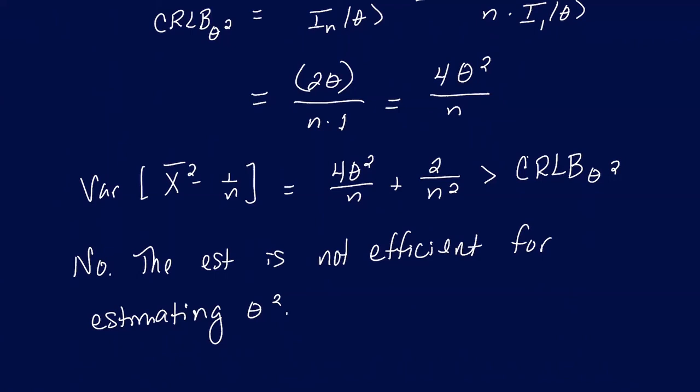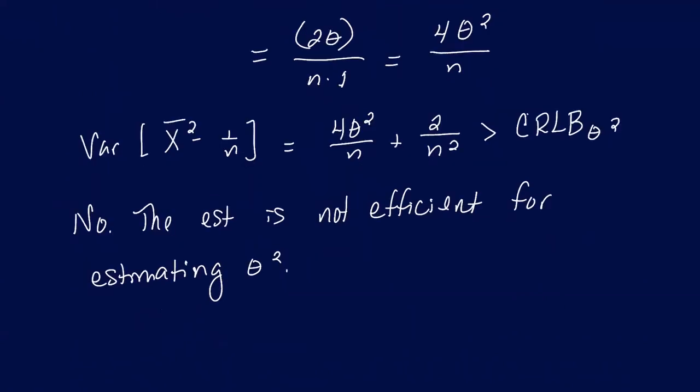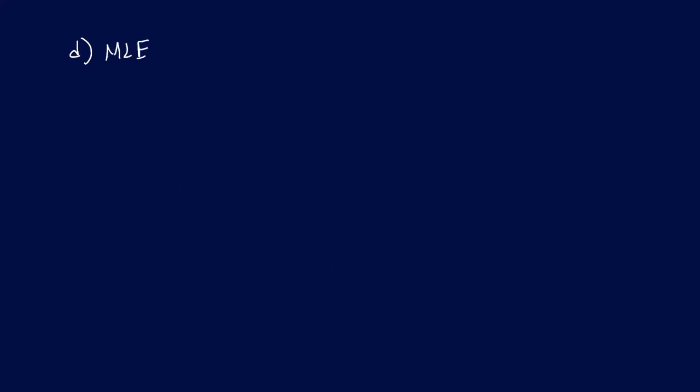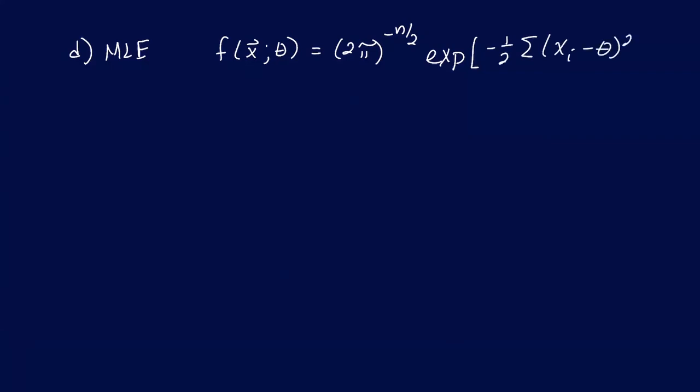Okay, in the next part, part D, we want to find the maximum likelihood estimator, and then we're asked for bias and variance. And it seems like this problem is getting really long, but I think we've done most of the work for that bias and variance. So let's look for the MLE. Here's where we need to write down the joint PDF. I'm not going to start with the one-dimensional PDF because we've done this a few times now. So the joint PDF is 2 pi to the minus n over 2 and e to the minus 1/2 sum of the (xi minus theta) squared.